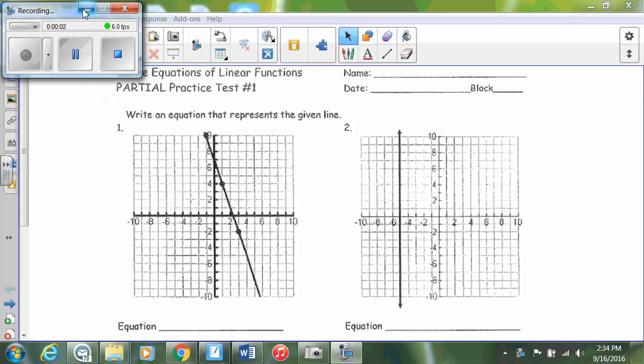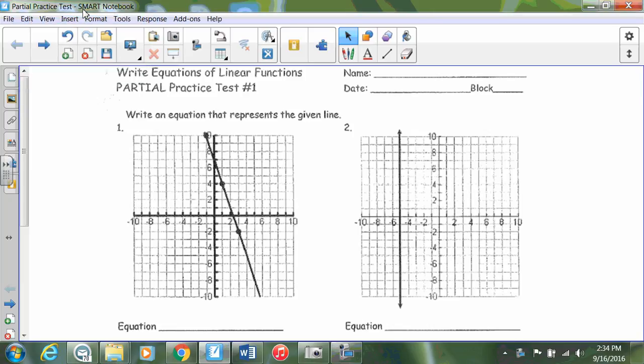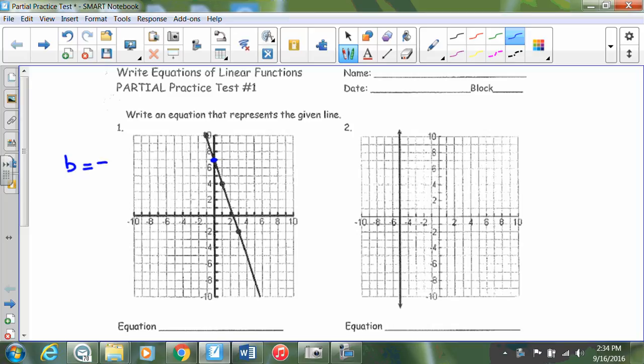Okay, here we go. We're doing the partial practice test for writing equations of linear functions, and I'm hoping that you're checking your work as I'm going through them. On the test, you're going to see problems like number 1, where you can tell that there is a y-intercept. In this case, the y-intercept is 7. And you can figure out that the slope is up 1, 2, 3 over 1.